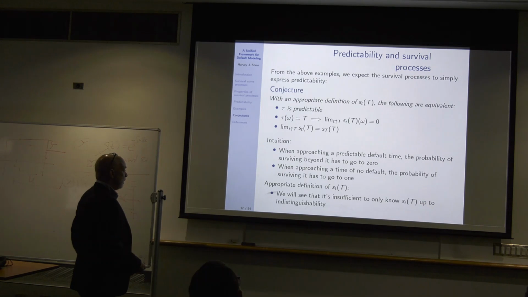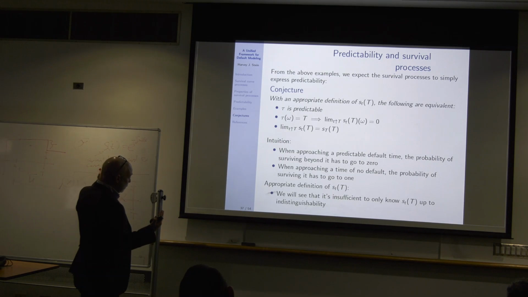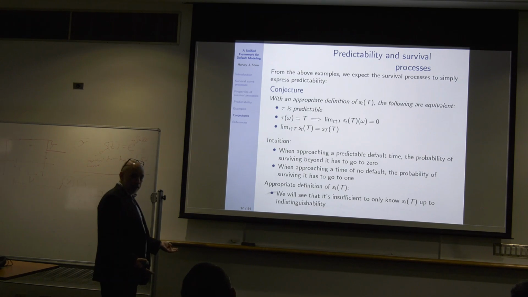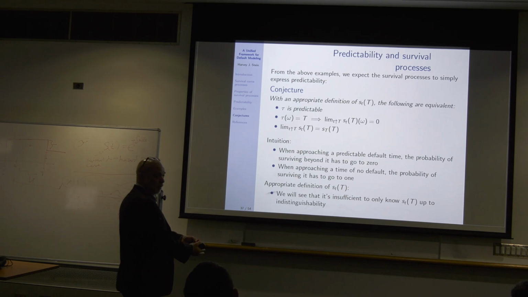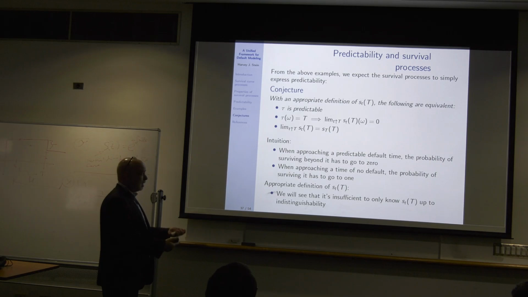So the idea being, if tau is predictable, then as you approach a default, the probability of defaulting should go to 1. And as you're approaching a time at which you don't default, the probability should go to 0. Anything else happens, then it can't really be predictable.